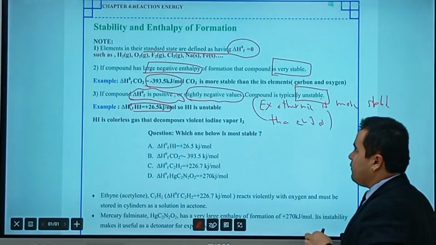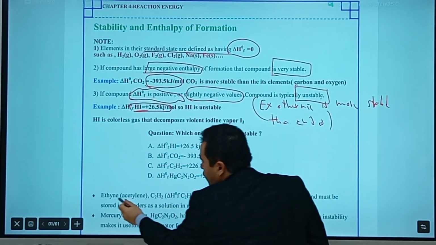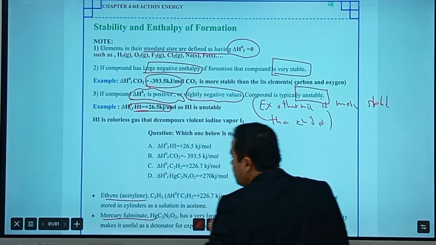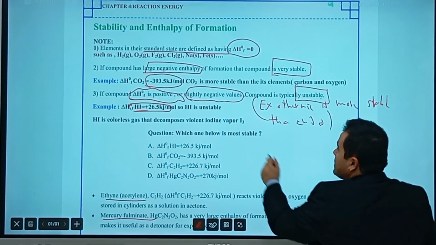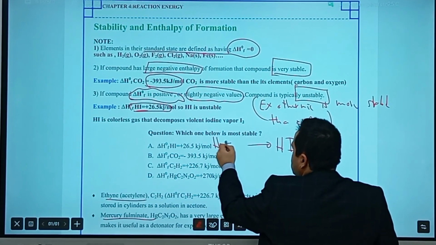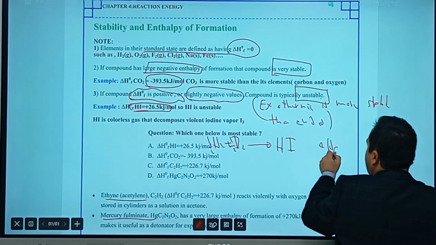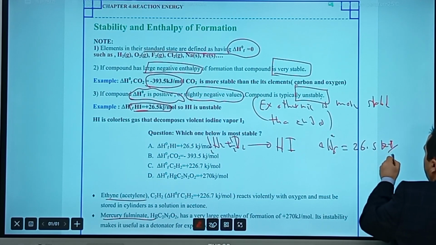The first one is the formation of HI. The second one is the formation of ethyne, or acetylene. The third one is the formation of mercury fulminate. We'll be talking about them in detail. In this case, guys, the formation of HI, 1 mole formed from 1 over 2 H2 and 1 over 2 I2. This formation has a positive enthalpy of formation of 26.5 kilojoule per mole.